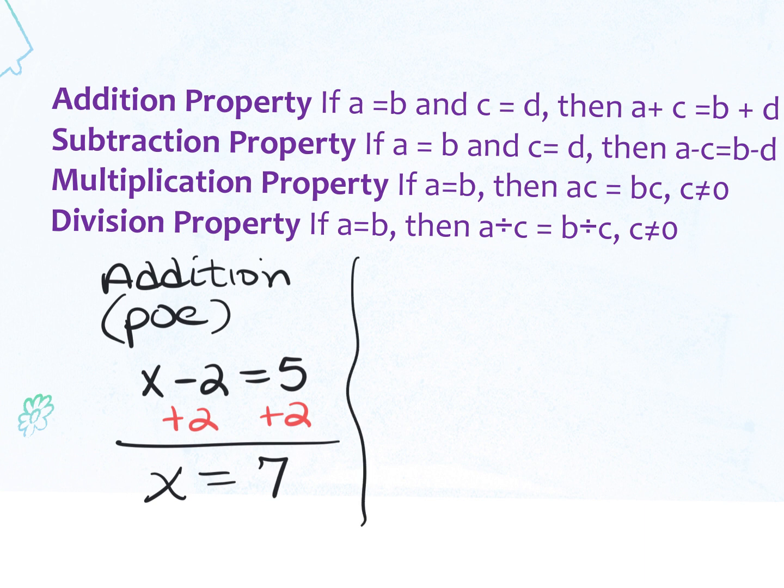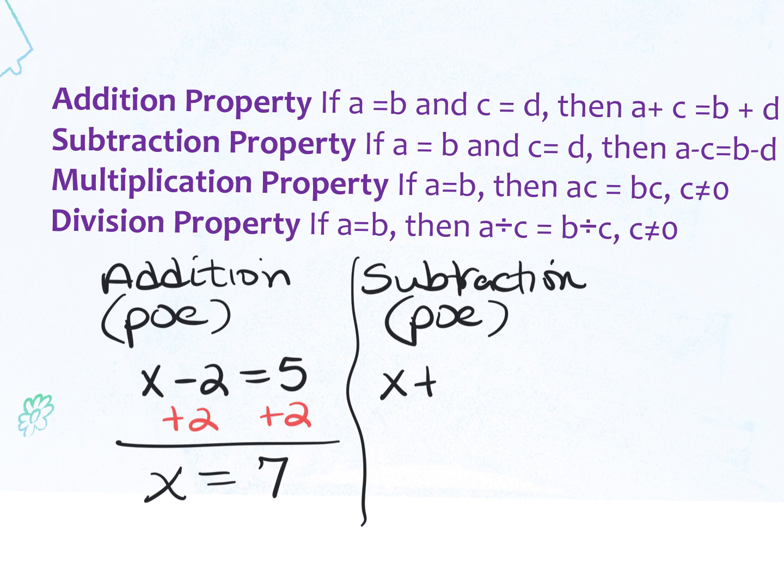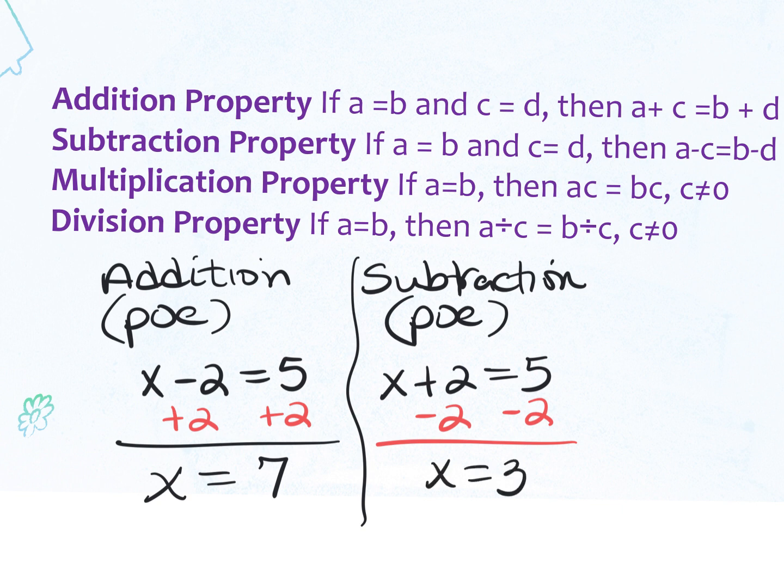The next property, the subtraction property of equality, what we're going to do here is, and again, property of equality, so I abbreviate it as POE. You'll be given an addition equation. So let's change that sign now to an addition sign. And now to solve this, we're going to subtract the same number from both sides, which gives us x equals 3. And this is an application of the subtraction property of equality. Next, we'll do the multiplication.